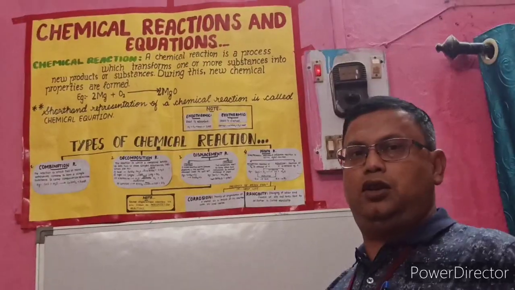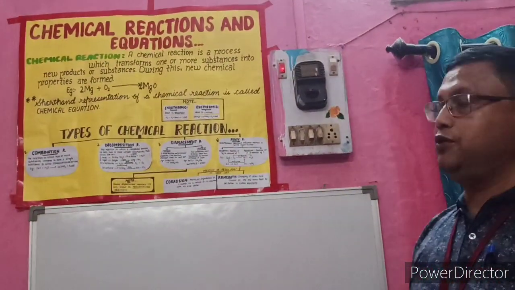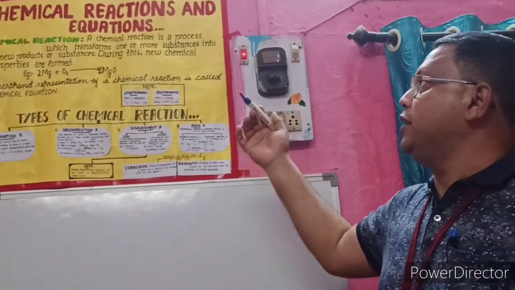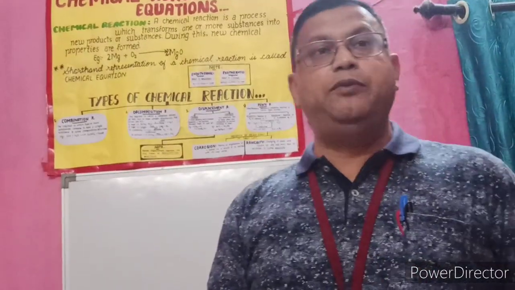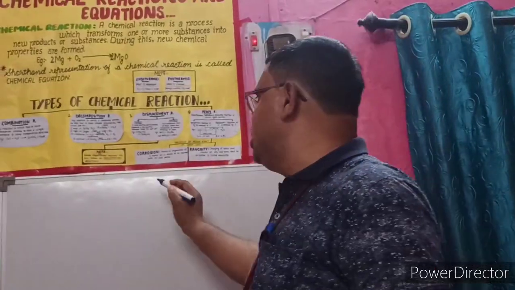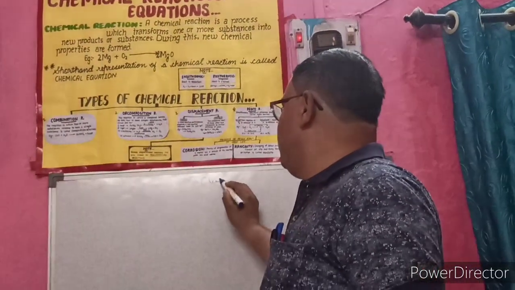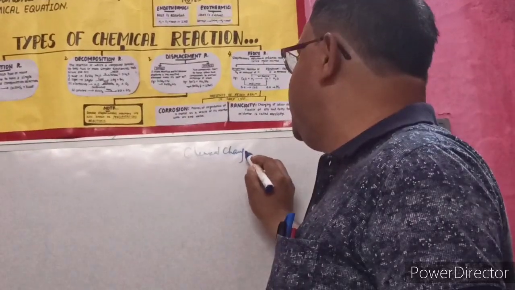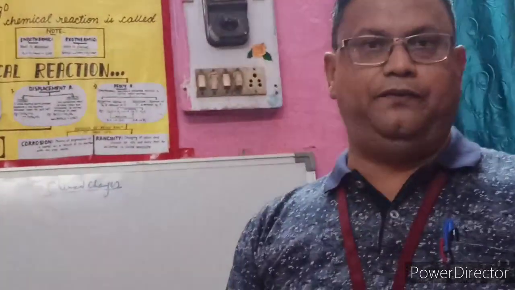So now the first lesson in chemistry is chemical reactions and equations. Before going into that, I would like to tell you what chemical changes are. Chemical reactions come from the idea of chemical changes. You have seen certain chemical changes taking place, like if you keep iron for some time, it will get rusted. If you cut an apple and keep it exposed to air, it will get a brown coating over it.